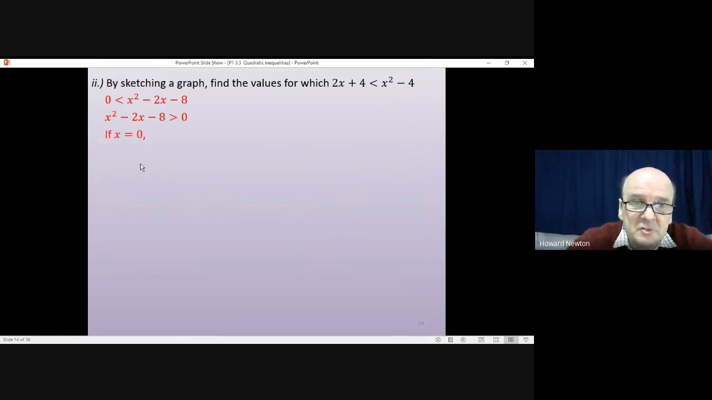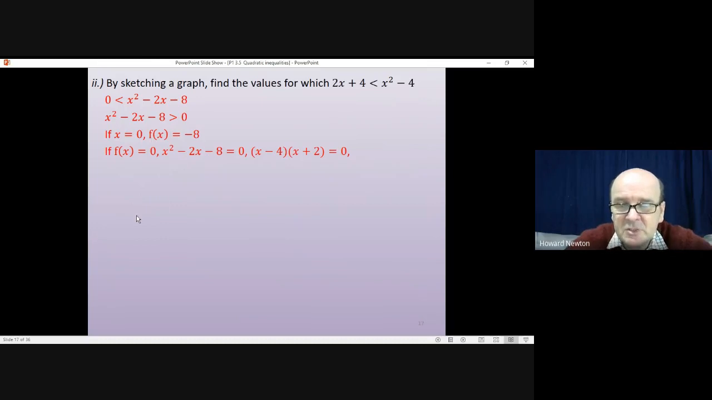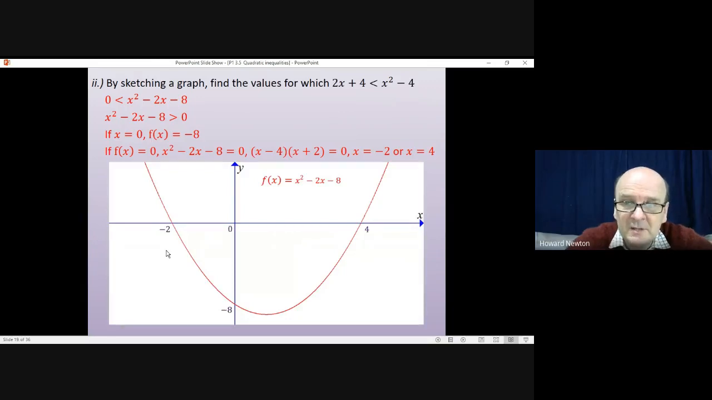And then we'll sketch the function. Same as before, first of all, we'll find the crossing point on the y-axis. If x is 0, the function will equal -8, so that's where it'll cut through the y-axis. If f of x equals 0, that means x squared minus 2x minus 8 equals 0. Again, that does factorize into x minus 4 times x plus 2. And the two solutions are, first of all, x will equal 4 for the first bracket, and then it'll equal -2 for the second bracket. Now we can sketch the quadratic, and it'll look like that, crossing points at -2 and 4, and -8 on the y-axis.